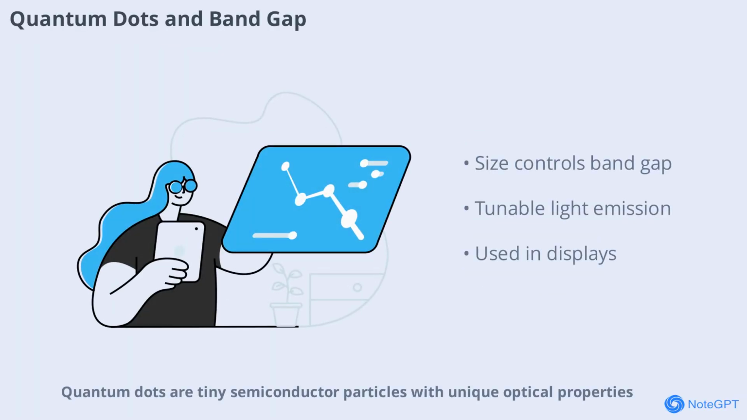Quantum dots are tiny semiconductor particles with unique optical properties. Their band gap can be precisely controlled by changing their size. Smaller quantum dots have larger band gaps and emit light at shorter wavelengths, while larger dots have smaller band gaps and emit at longer wavelengths. This tunability makes quantum dots valuable in displays, medical imaging, and solar cells, where specific light emission or absorption is needed.